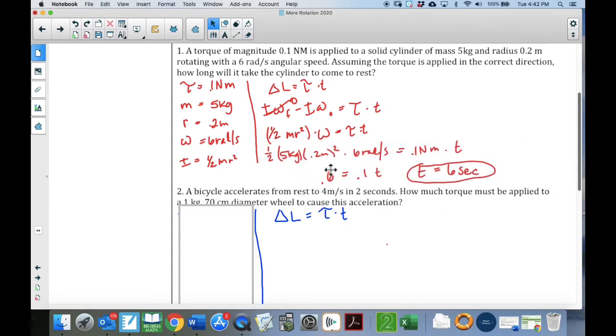Okay, so when you plug in the numbers, you have all this stuff plugged in from your information over here. We come up with the time is 6 seconds. And so what this is saying is if you are going to apply that much torque, it's going to take it 6 seconds to come to rest.